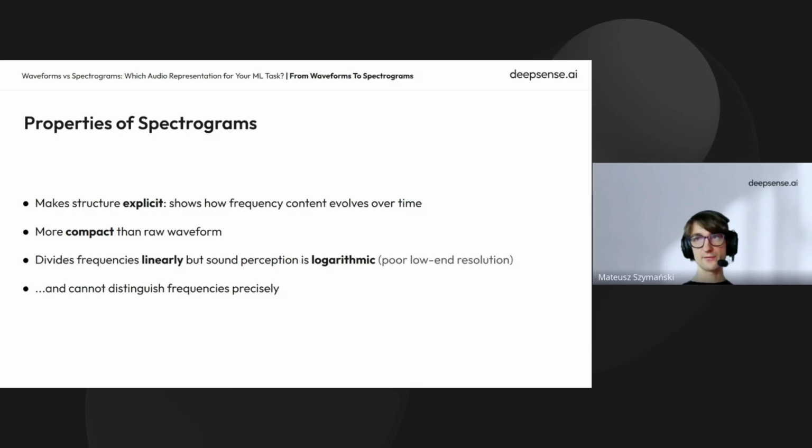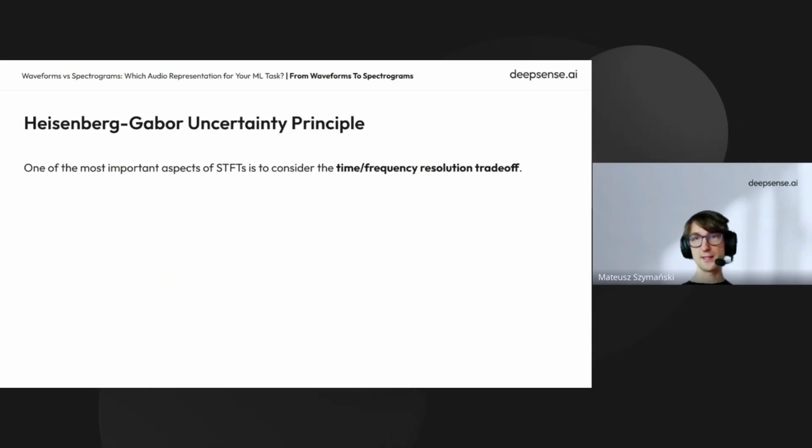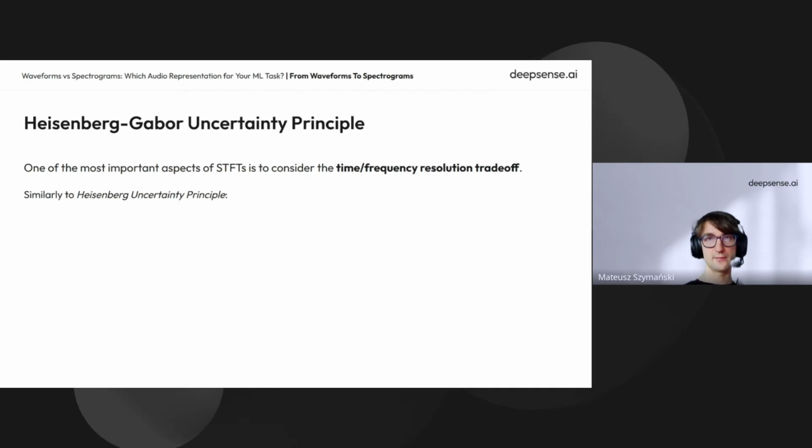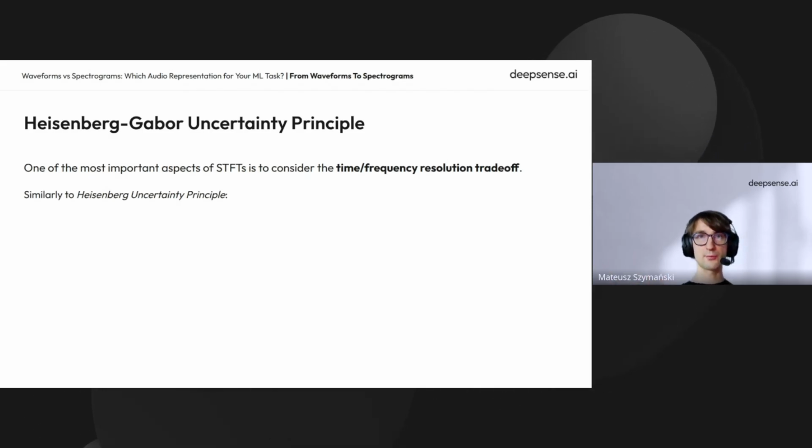And it comes with something which is known as the Heisenberg-Gabor uncertainty principle. This is one of the most important trade-offs that we need to consider: whether we have time or frequency resolution better or worse. If you are familiar with the Heisenberg uncertainty principle, you cannot get a precise measurement of position and momentum at the same time. And this trade-off is exactly the same in our case.